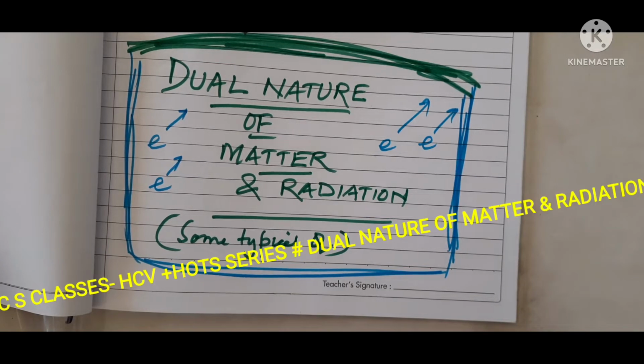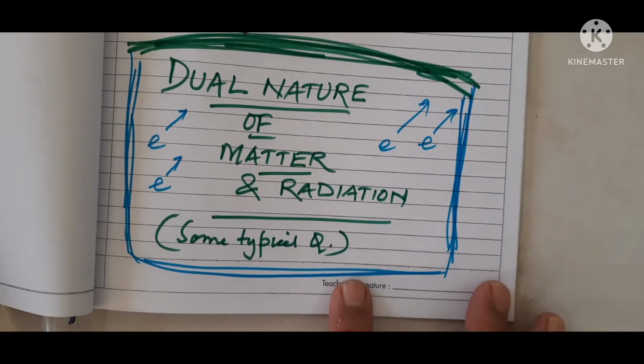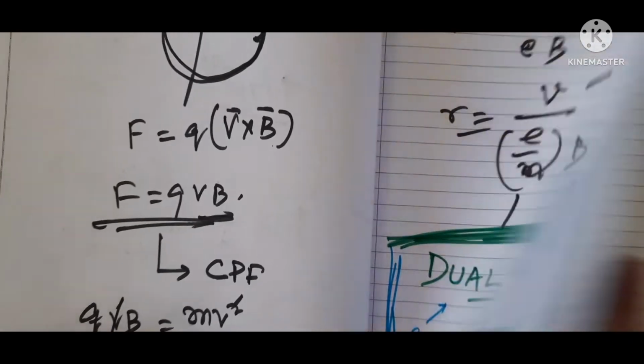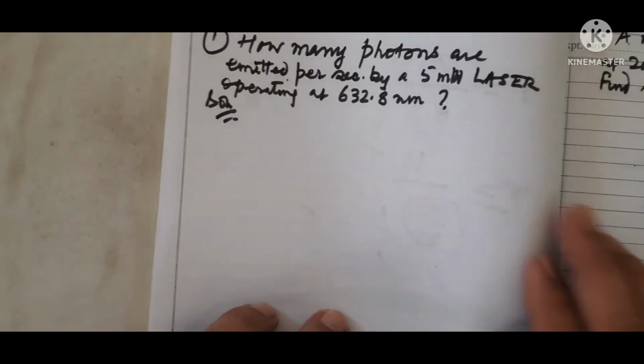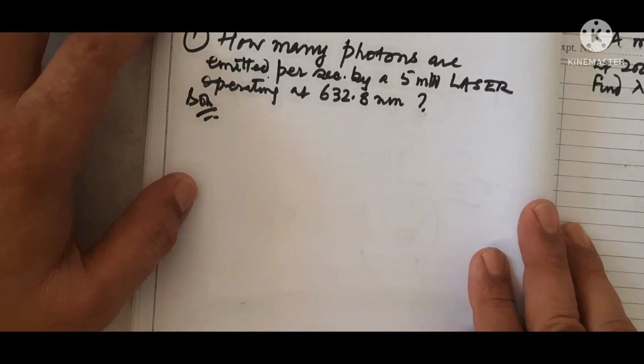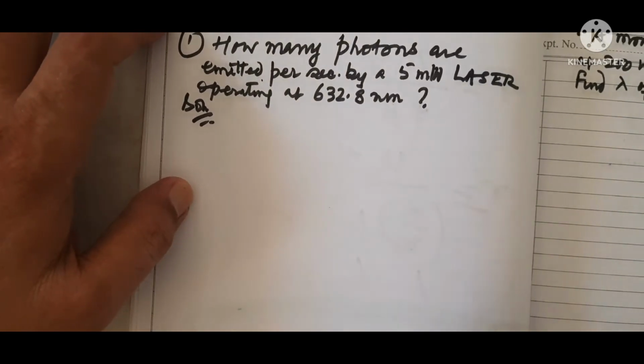Dual nature of matter and radiation. Some typical questions on this particular chapter. First important question: how many photons are emitted per second by a 5 milliwatt laser operating at 632.8 nanometer?